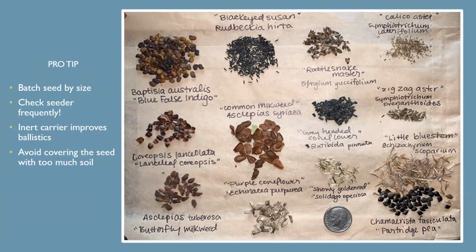If you're broadcasting, think about the opening on the broadcast seeder that's going to allow these seeds to come out. If you're mixing them all together, that light seed might come out first in one big spot, but you really want it to spread evenly. Using an inert carrier like sand or kitty litter will help to improve the ballistics and make sure that the seed is moving as far as you want it to. This is where it also comes in handy to have someone that can walk behind the seeder and see where things are landing and how they're getting distributed.